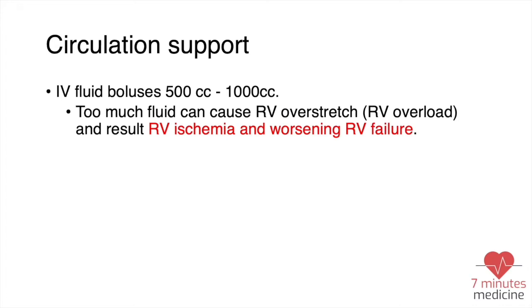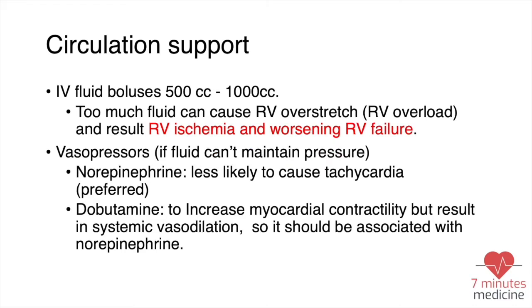So the next step is circulation support, and to do that, we can give IV fluid boluses, 500 cc's to 1,000. The idea is to support the preload, but we should not overdo it because this will result in RV overstretch and worsening RV failure. The second option we have is to use vasopressors. Norepinephrine is the most preferred because it is less likely to cause tachycardia. You can use dobutamine to increase the contractility, but it can result in systemic vasodilation. This will decrease the preload, so we have to use it together with the norepinephrine.